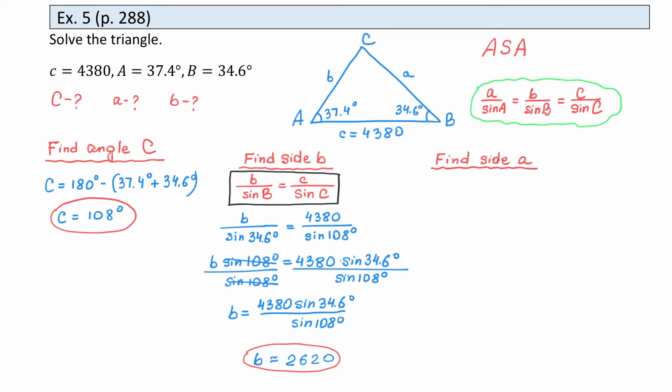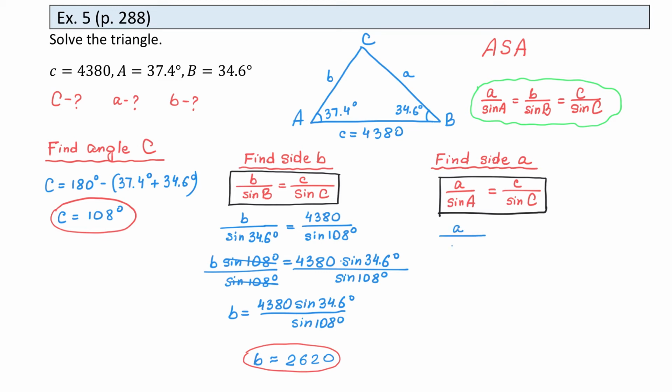For this, we will use the first fraction and the last one. But if we wanted, we could also use the first fraction and the second one, because in the second one we know angle B and we just found side B. I will still go with the first fraction, A over sine of angle A, and the last one, C over sine of angle C. From here we will replace and we will solve for side A.